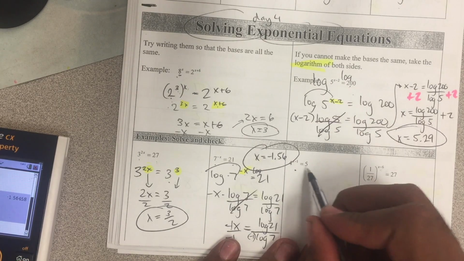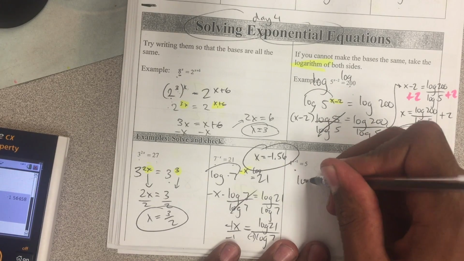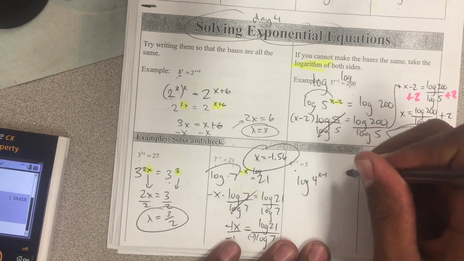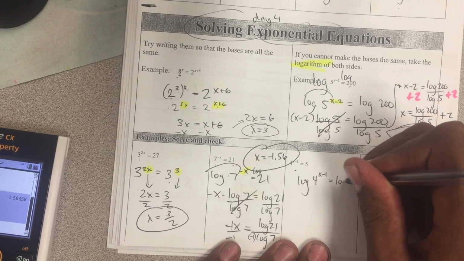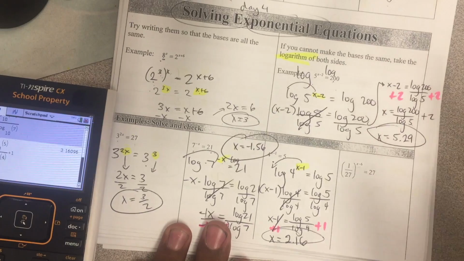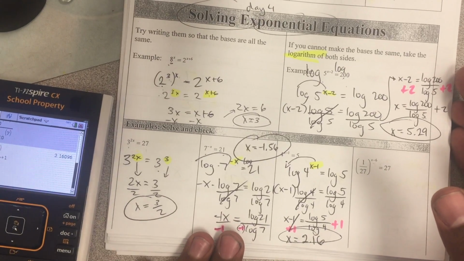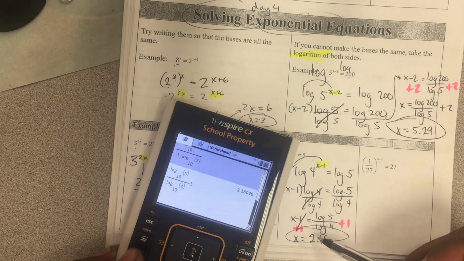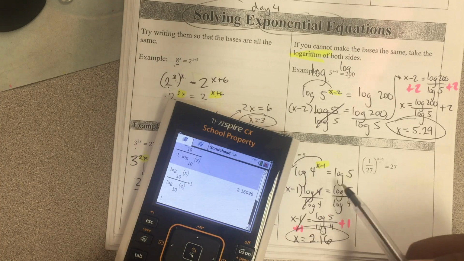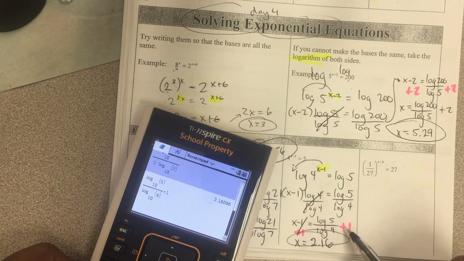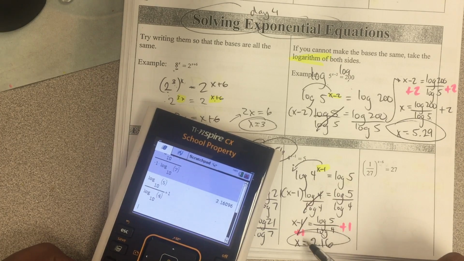All right, so now this one, again, we can't make the bases the same. So log 4 to the x minus 1 and log 5. You guys go ahead and solve that, and pause here to see if you can figure it out yourself. All right, so after I worked through that problem, I should have got 2.16 here. Again, I just used the calculator to do the final steps there. Use the power rule, bring that down, divide both sides by log, then add the 1 to isolate the x.